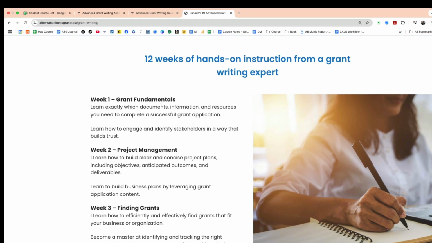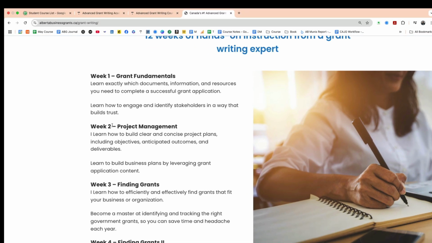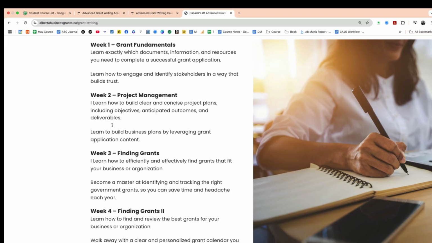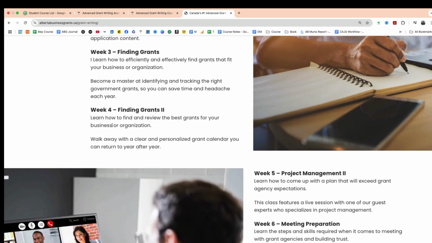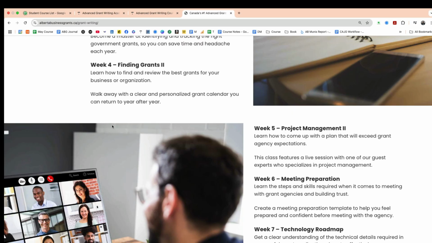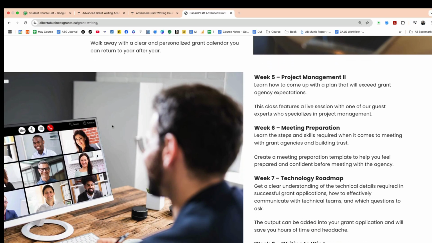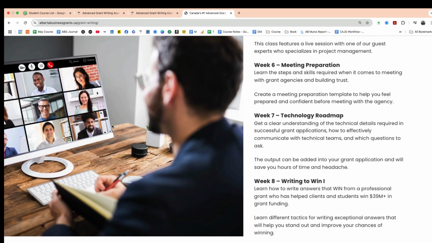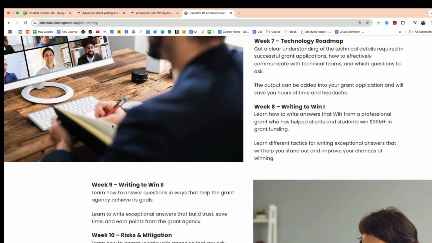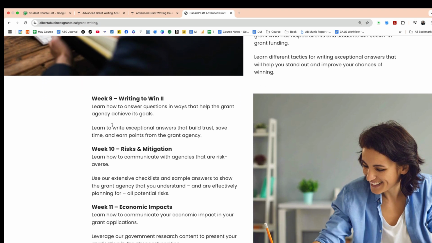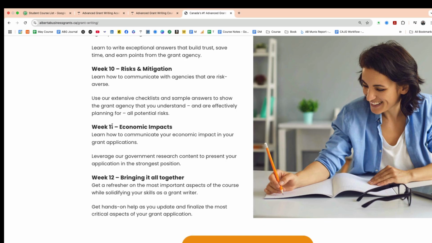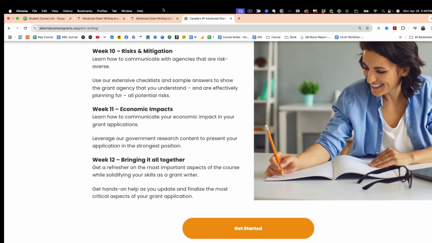So we start with, where did grants come from? Why do they exist? How does government work? Through to what projects are you working on, finding grants. We give you a custom list of grants for your organization. Then we go into meeting grant agencies effectively, and then we get into writing grants, and then looking at key performance measures and risks and things like that. So that is the general flow of it.